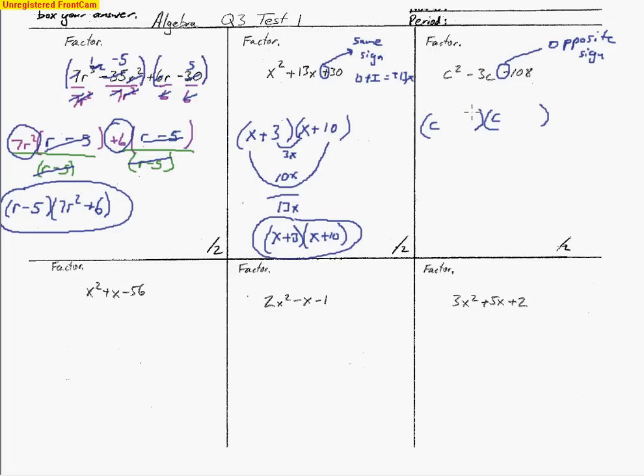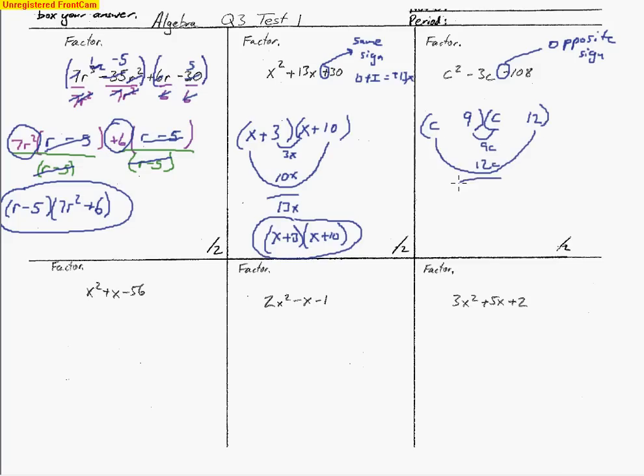And so the numbers that come to my mind are 9 times 12. Now I know 9 goes into it because if I add the digits 1, 0, and 8, that makes 9. 9 goes into any number whose digits sum to a number that 9 goes into, that 9 is a factor of. And 108 is one of those numbers. So let's check the outside terms. That makes 12c. The inside makes 9c.